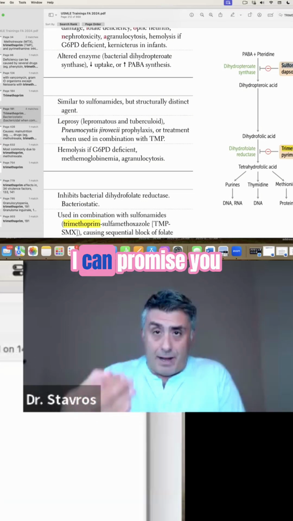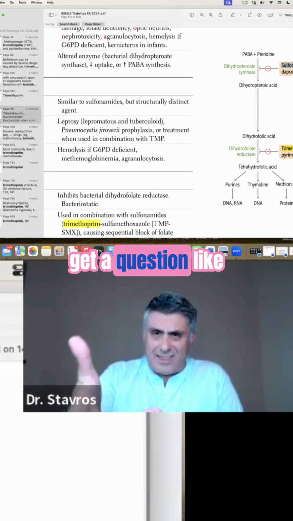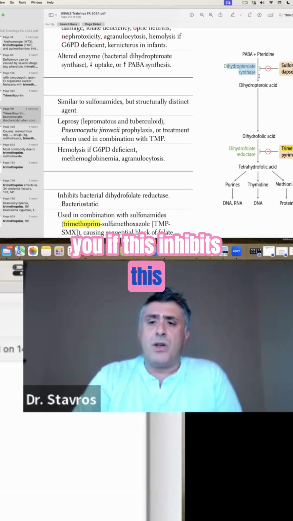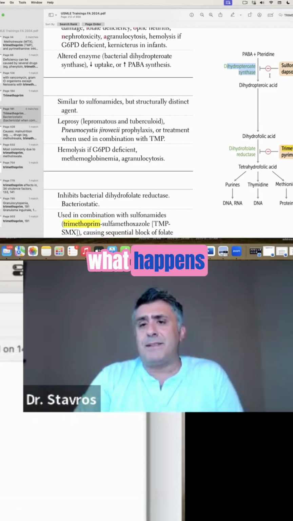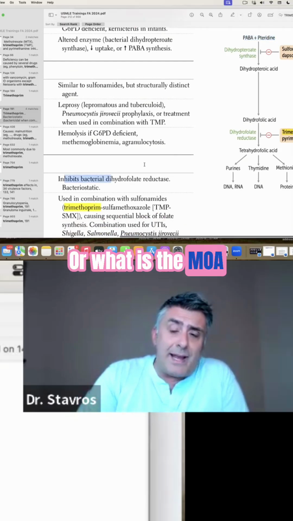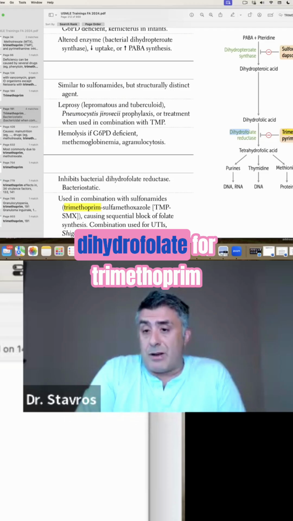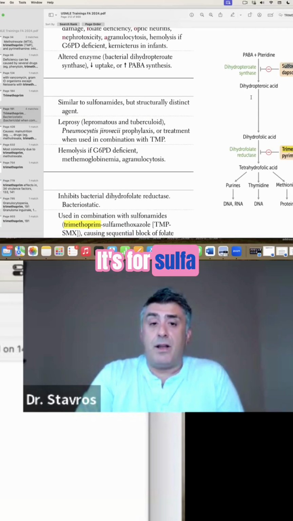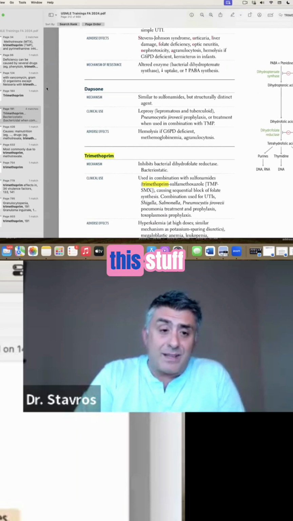So I can promise you, one of you will get a question like this somewhere. It's either going to ask you if this inhibits this, or if this is inhibited, what happens? And then what's the substrate here? Or what is the MOA? So dihydrofolate for trimethoprim. And the other one is dihydropteroate. It's for sulfa. So I'm telling you, you need to know this stuff.